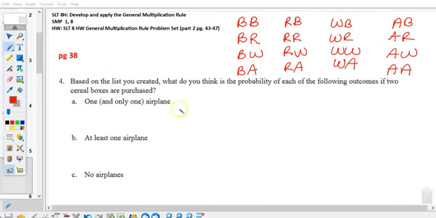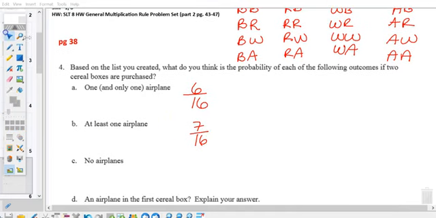So I brought my sample space over, and if I count up how many have only one airplane, that'd be 1, 2, 3, 4, 5, 6 airplanes out of 16 total events. At least one airplane means 1 or 2 airplanes. So I have the 6 with just 1, but then I can also include a double airplane, so that's 7 out of 16 events.